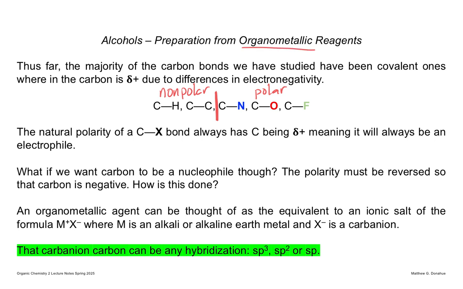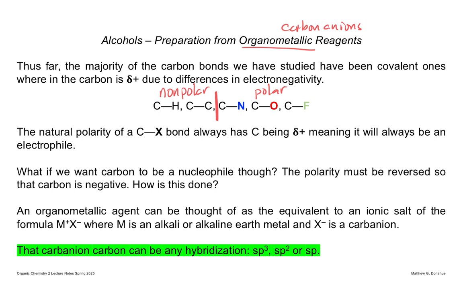This word is just jammed together of organic and metallic. So really what they are is carbon anions, or carbanions. So we're going to look at the carbon bearing an OH group, and then we can think about what carbonyl groups that can come from. That's called retrosynthesis.